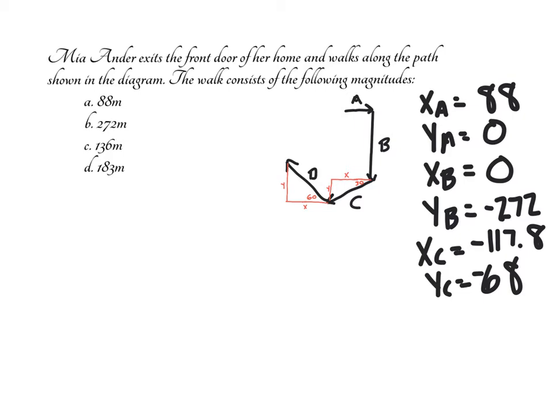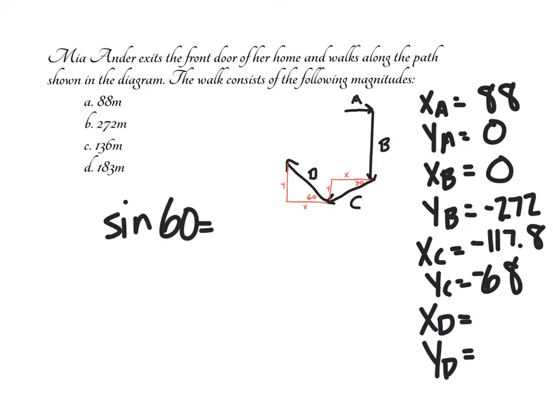Okay, now I'm going to erase those, and we'll go ahead and find the parts of D. So we will also need an xd and a yd. To find the y of D, I'm going to use sine of 60, and that equals opposite, yd, over the hypotenuse, which is 183. So when you calculate it, yd equals 158.5, and it's pointed up, so it's going to be positive.